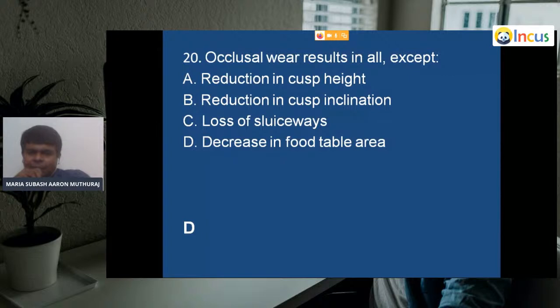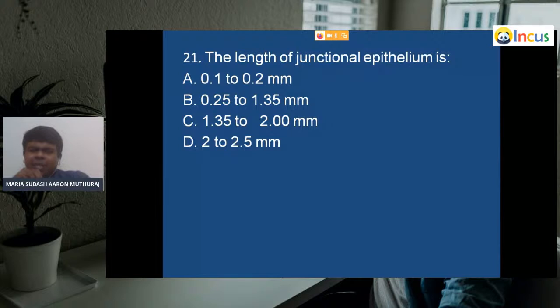The length of junctional epithelium is 0.25 to 1.35 mm. Junctional epithelium is a non-keratinized form of epithelium. It is also a semi-permeable epithelium.